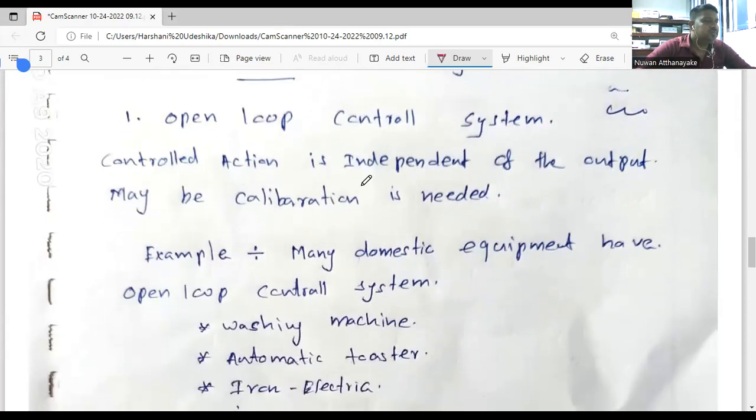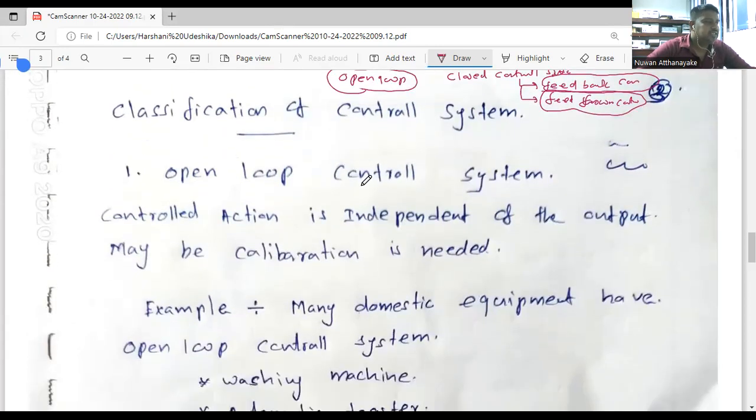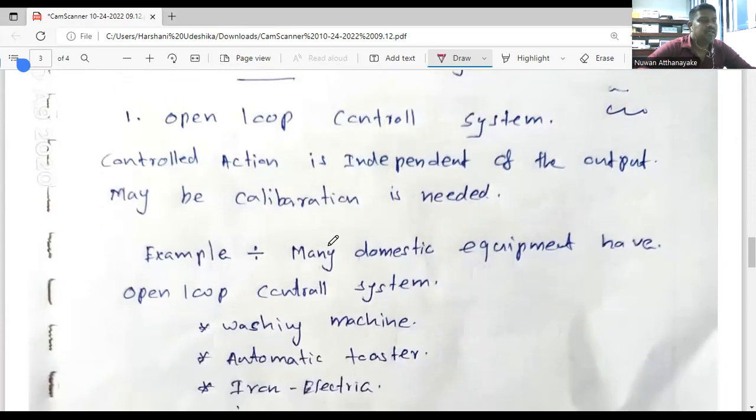So an open loop control system is a control system where the control action is independent of, or not dependent upon, the output of the system.